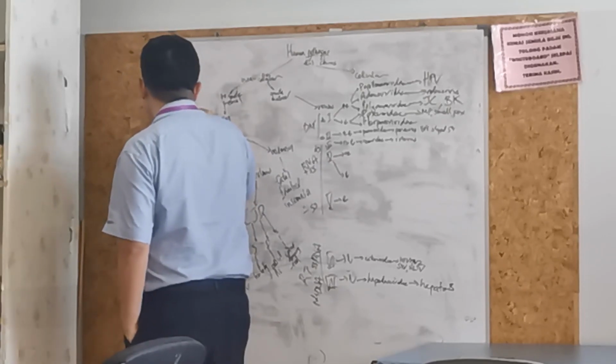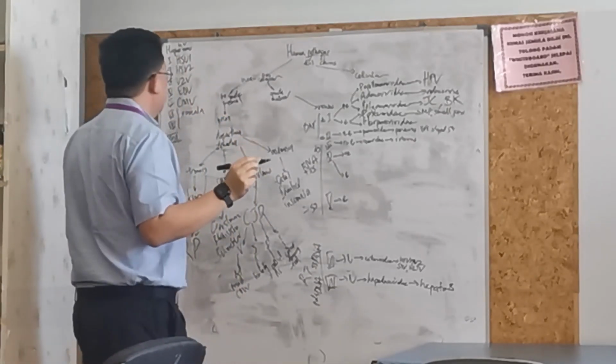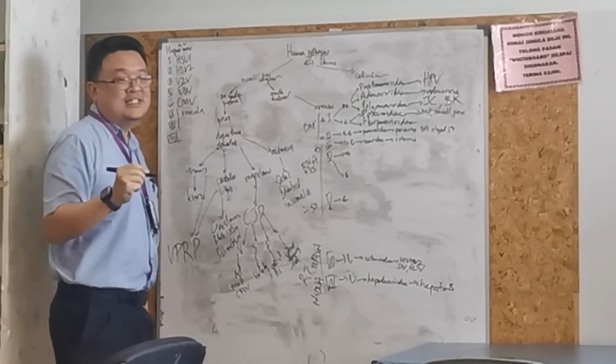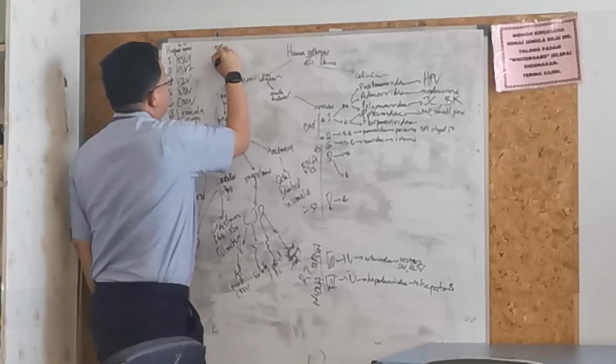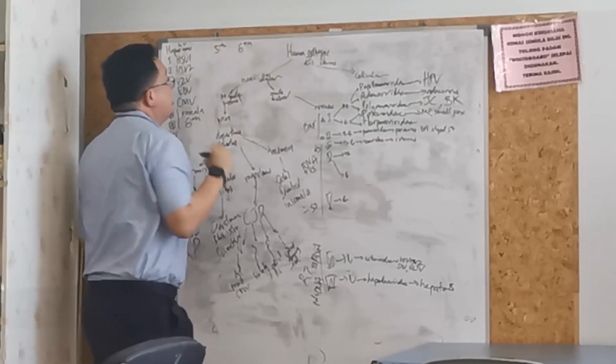They call it the Roseola virus. So, Roseola virus causes your 6th disease. Okay, so looking at the 5th disease and the 6th disease.